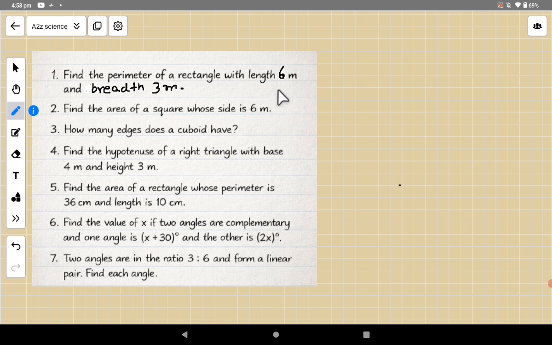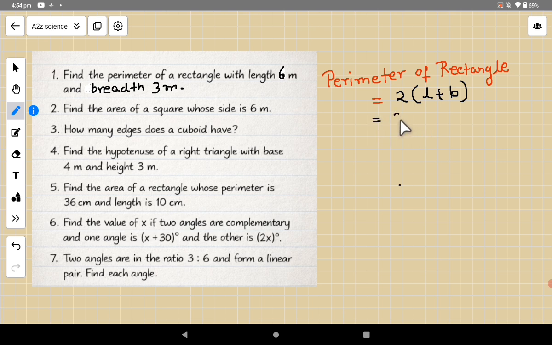Find the perimeter of a rectangle with length 6 meter and breadth 3 meter. So first remember the formula of perimeter of rectangle. That we already know. What is the formula? Perimeter of rectangle is 2 into bracket length plus breadth, right?